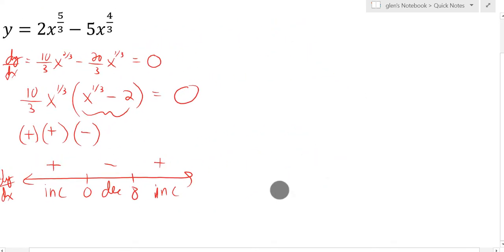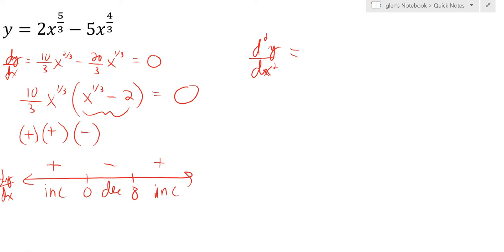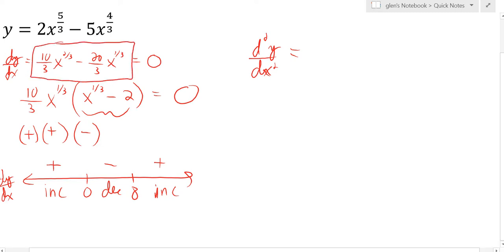So anyway, we got to derive this thing again. We got to find the second derivative. So I'm going to do it right over here. That's d squared y over dx squared. And we have two versions of our derivative here. They're both the same, but I'm going to choose the one that's easier to derive, and that's the one that's separated, not factored. I'm going to derive that one.